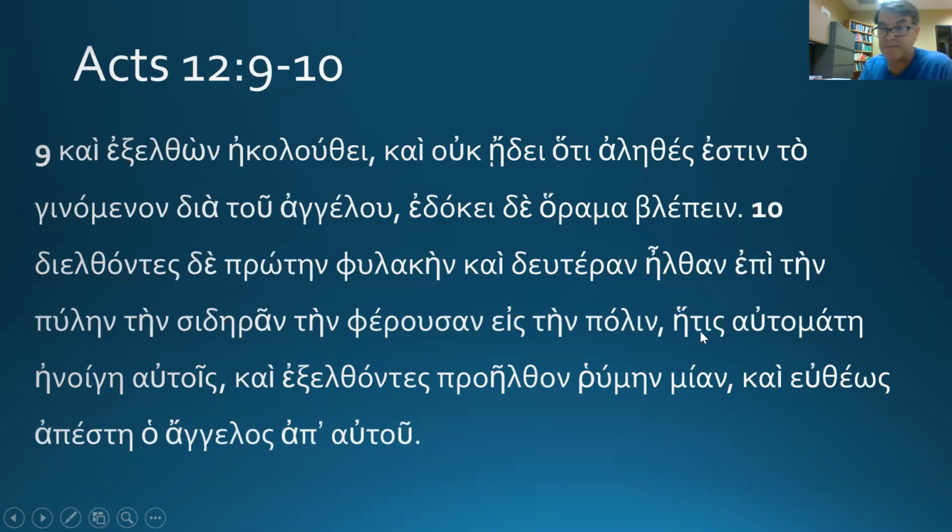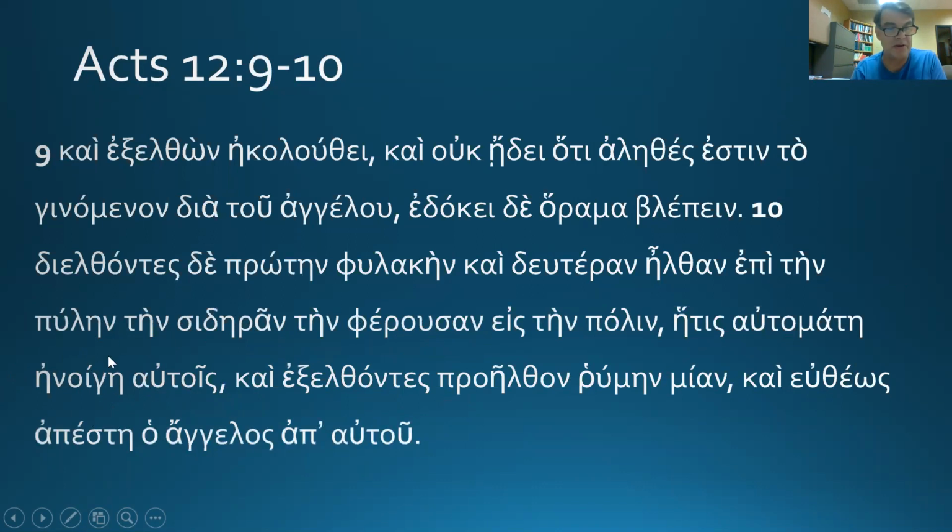Okay, automate. Which was opened automatically for them. We didn't know they had those electric gates back then. But God has the power, right? He has the power. Okay, so this is the aorist passive of anoigo.